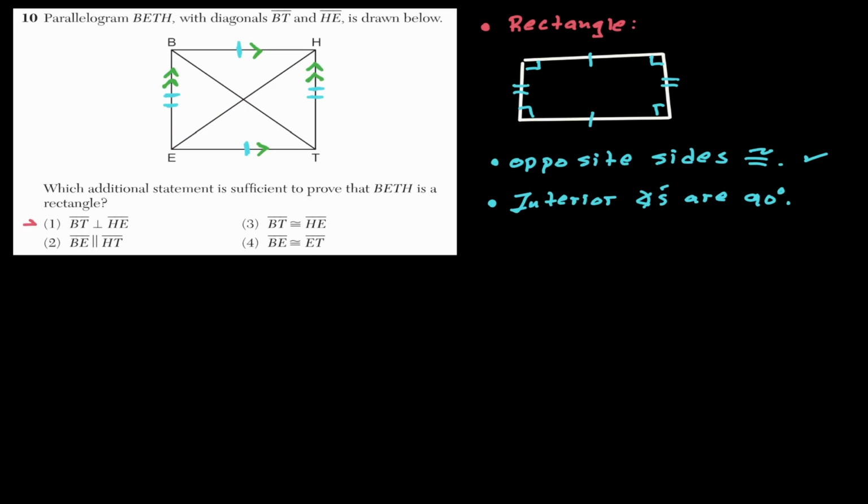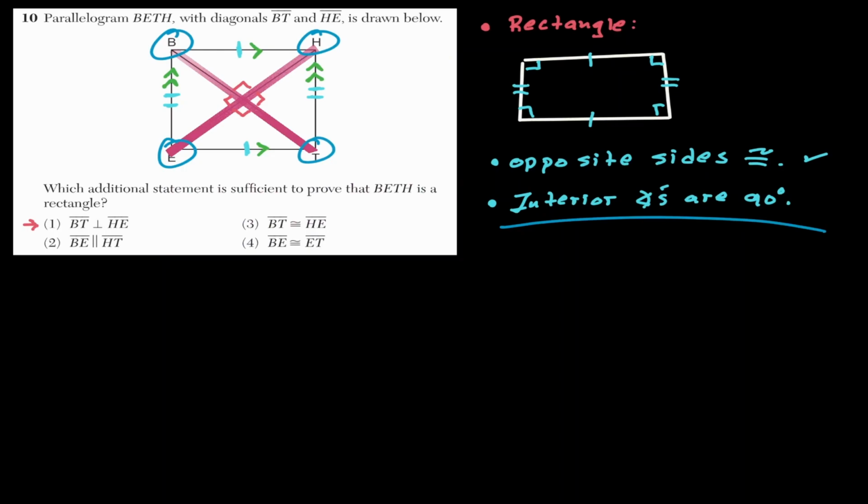So let's consider option number 1. BT is perpendicular to HE. If BT is perpendicular to HE, all that we are saying is that the intersection is of 90 degrees. But that doesn't show that the interior angles are of 90 degrees. So perhaps option number 1 is not the correct option.